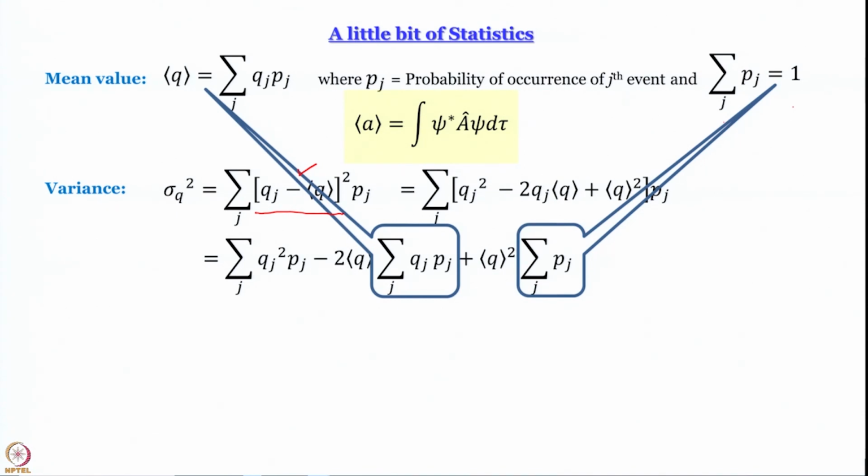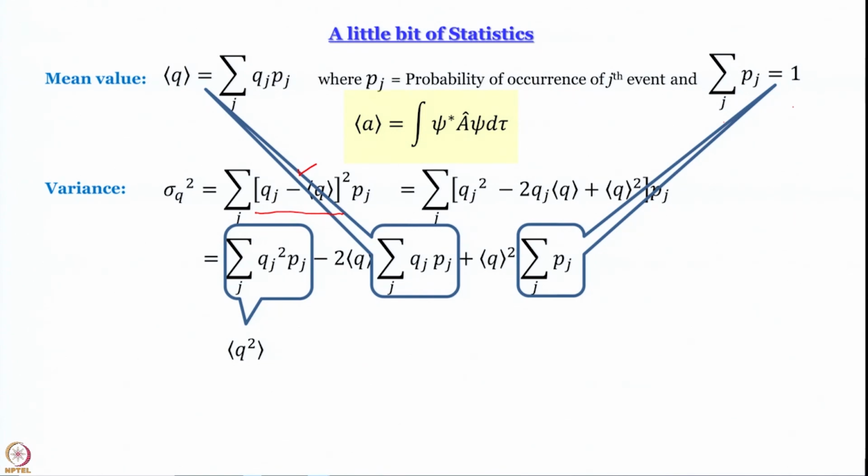What about the first term? The first term is sum over j Qj square Pj. Now, look at this definition of mean value of any quantity, that it is sum over j Qj multiplied by Pj. Now, instead of Q, if I wrote Q square, then this summation would be sum over j Qj square Pj, and that is exactly what we have here. So, this turns out to be the mean of squares of Q.